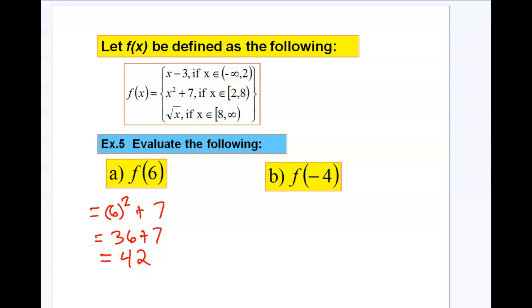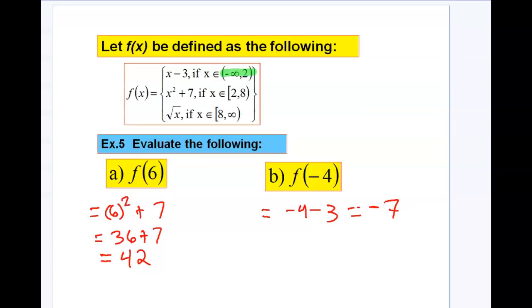All right, in part B, I'm looking for f of negative 4. Again, negative 4 falls in this portion of the domain. So therefore, I have to use the top equation. So it's going to be negative 4 minus 3, which is going to be negative 7.